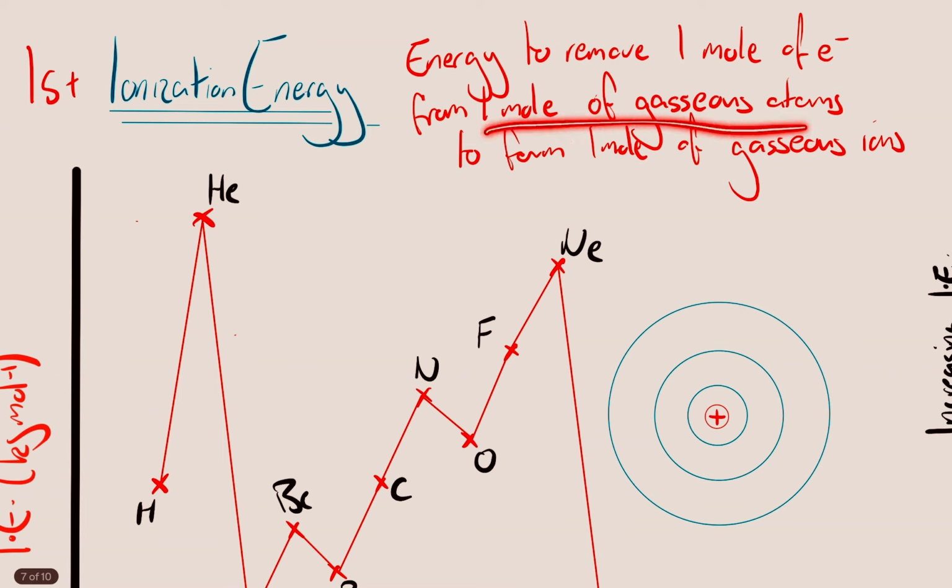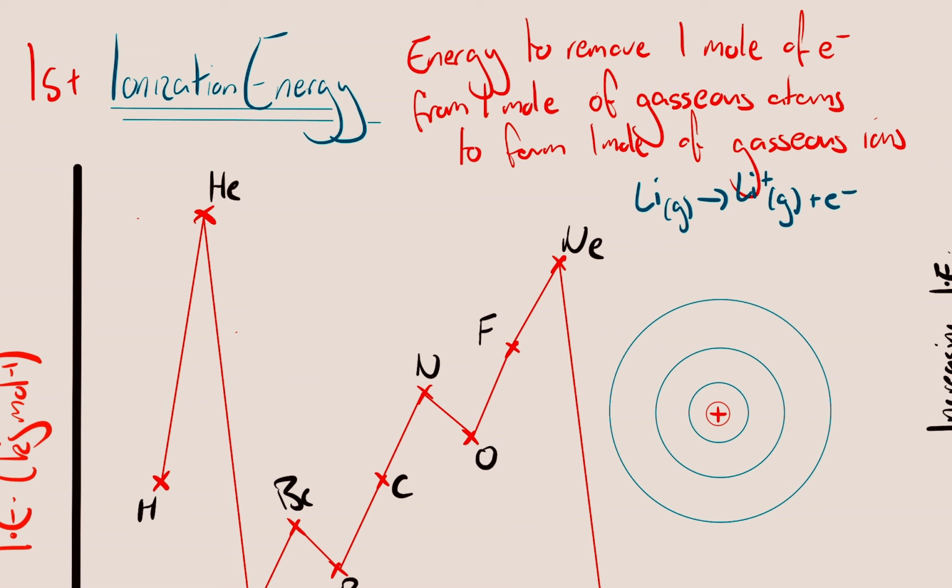It's this 1 mole of gaseous atoms. That's really important. So we're only ever talking about 1 mole of these to form 1 mole of gaseous ions. The gaseous is super important. So if we're going to draw an equation for this, it's going to look something like this. We've got Li, gaseous, reacts to make Li plus, gaseous, plus e minus. That's all we're going to have to do for any first ionization energy question. We're going to have to draw this equation.